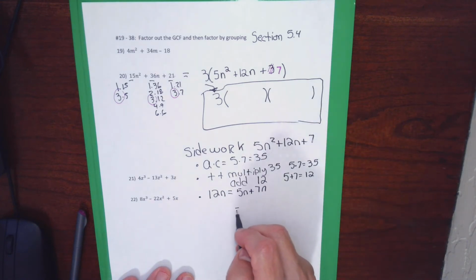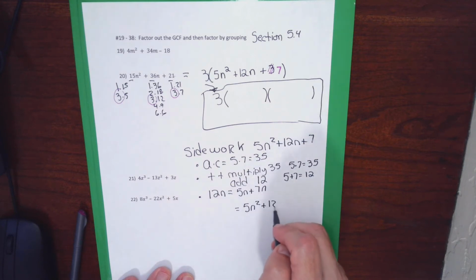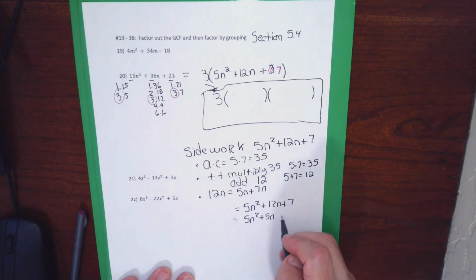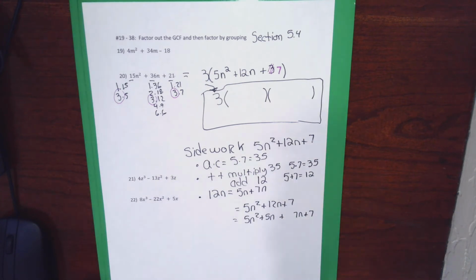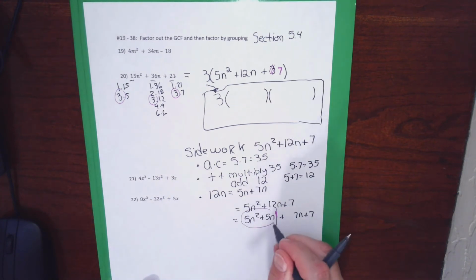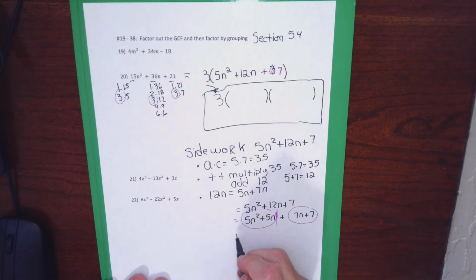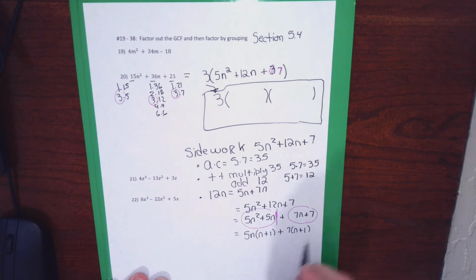Now I'm going to take my problem that started with 3 terms, and I'm going to rewrite it with 4 terms in whatever order I care to write it in, and then split it into halves, and greatest common factor twice. The left half, I factor out a 5n, and it leaves me with an n plus 1. The right half I factor out a 7, and it leaves me with another n plus 1.